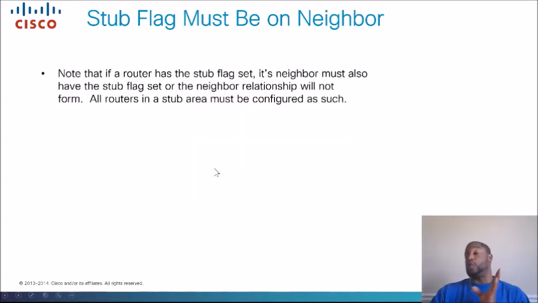Now, the caveat to stubs is that the stub flag must be on the neighbor. So if you create one interface as a stub, you need to do the other interface on the other end of the link as a stub as well, or else you'll get what's called a stub mismatch. And then you're going to tear down the OSPF relationship if you put one interface as a stub and the other end of that same exact link isn't a stub. So that is one parameter that has to match between OSPF neighbors to become a router.